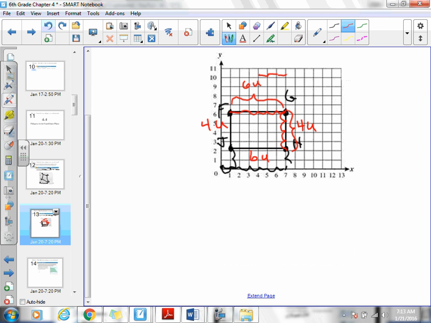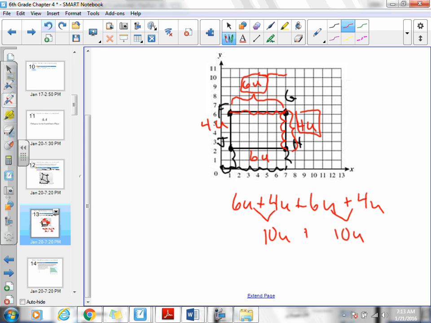So perimeter is the distance around the outside, so add them all up. We've got 6 plus 4, which is 10 units. 6 units plus 4 units plus 6 units plus 4 units. Since they're all in units, we can add them together. These two make 10 units, 10 units. 10 units plus 10 units is 20 units.